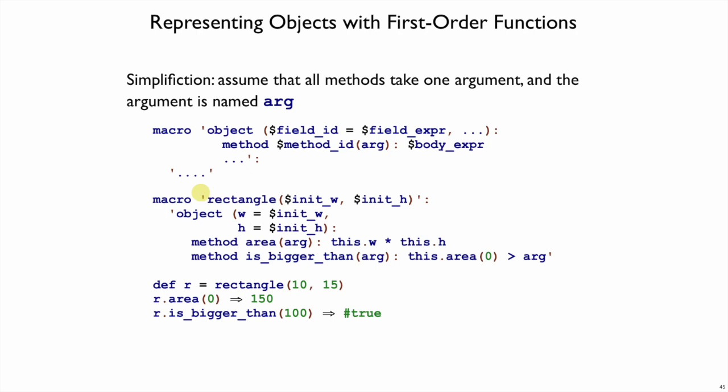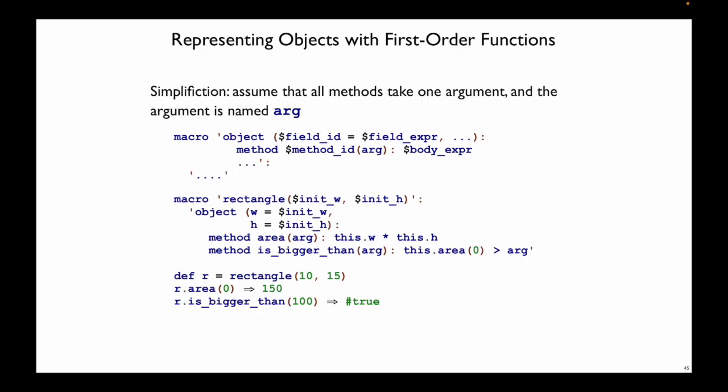So for example, we'll be able to make a rectangle macro that expands to this object that has W and H fields initialized to those expressions that you pass into the macro. And then we have an area method and an is bigger than method. And in these methods, we can use this, which implicitly refers to the enclosing object of the method. So with this code, we can make a rectangle and again call its area and is bigger than functions.